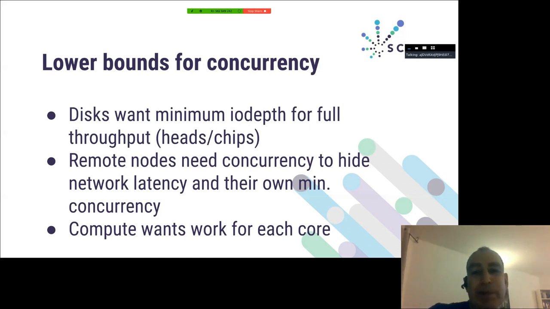So you need some kind of minimum I/O depth for disks. The same for remote nodes. There is network latency, which you want to hide, so you want to do some operations concurrently. And also those remote nodes have their own minimum concurrency that they want, so you have to supply that. And for compute, you need at least one operation running concurrently for each core that you have, or you will have some idle cores.